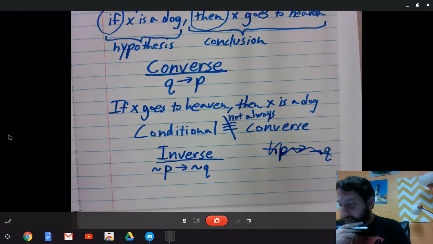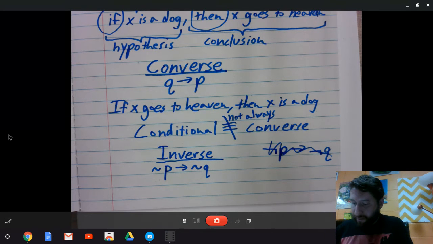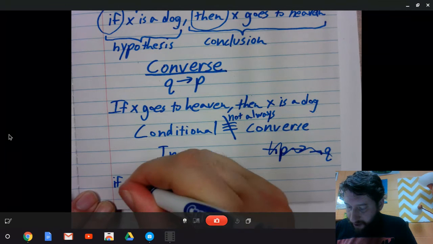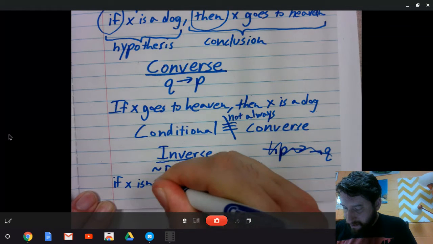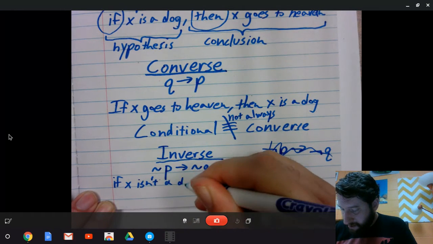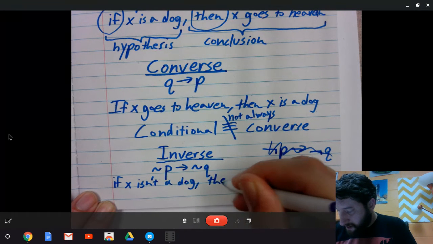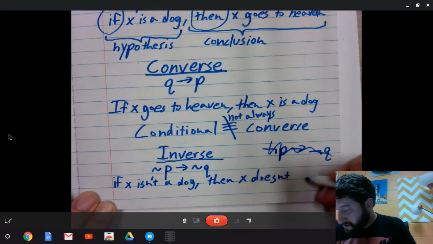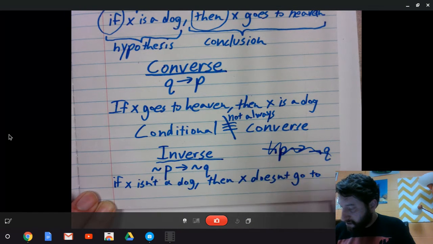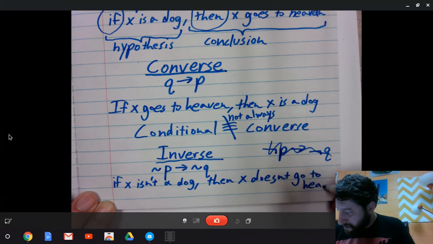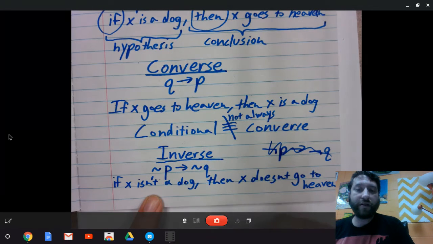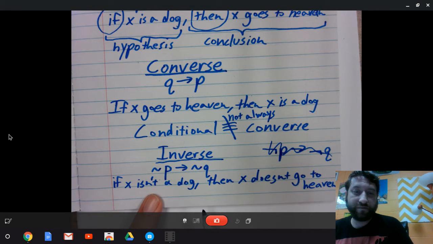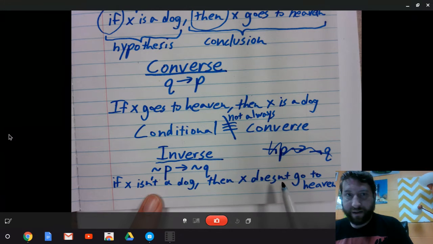All right, so let's write this out here. So not P. So if X is not a dog, if X isn't a dog, then X doesn't go to, I'm running out of room, to heaven. So if you're not a dog, you aren't going to heaven. So if you're not a dog, you're not going to heaven.